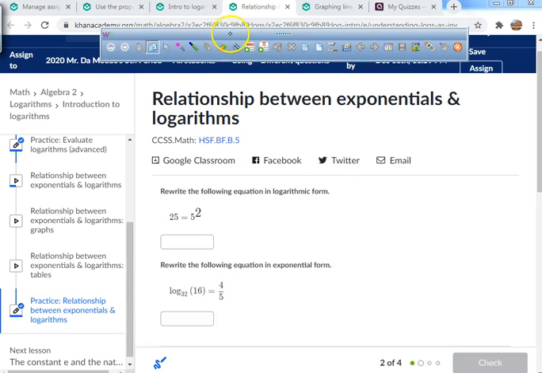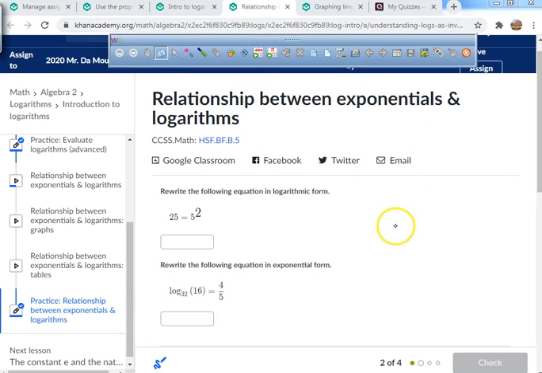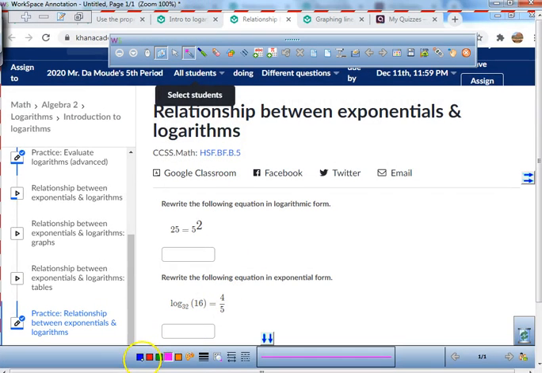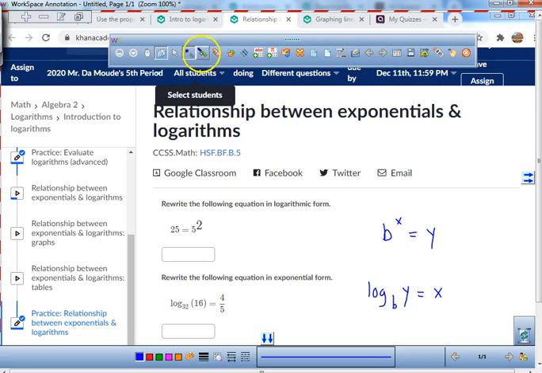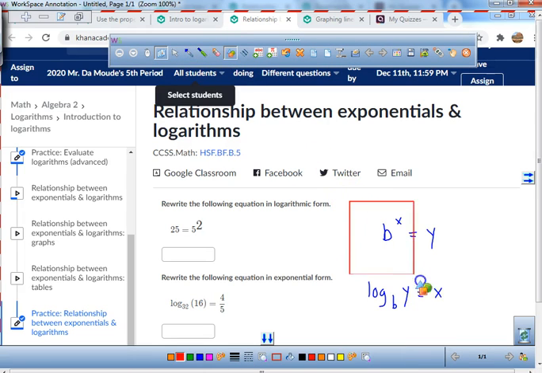So what we're going to be working on today is relationships between exponentials and logarithms. One thing you're going to want to be able to do is have a certain form. So for example, if I say b to the power of x is equal to y, we also need to know that that means log base b of y equals x. So we're going to be going back and forth between these two.